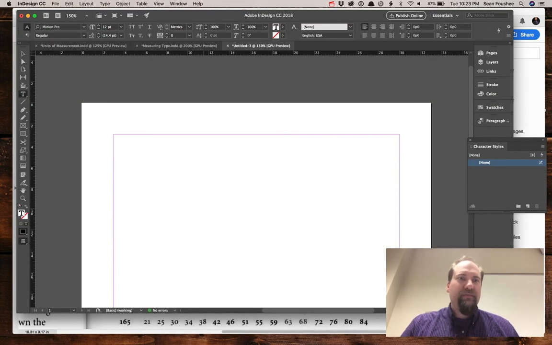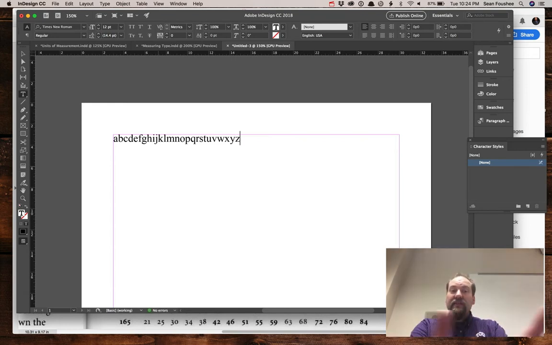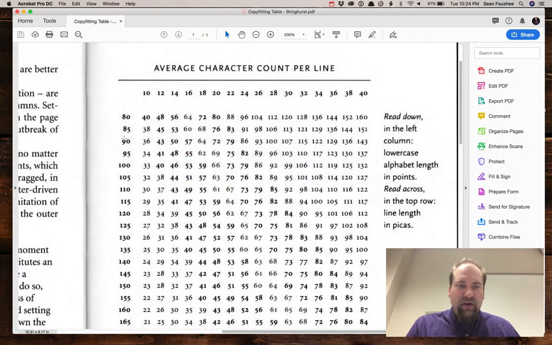Right now, I'm using Minion Pro. Let me change that typeface to Times New Roman. Okay? If I were to type out the lowercase alphabet of Times New Roman at 12 points, it's regular, 12 points. A, B, C, D, E, F, G, H, I, J, K, L, M, N, O, P, Q, R, S, T, U, V, W, X, Y, and Z. Sing along with me, that's fine. There's the lowercase alphabet. The length of that alphabet is what I need to find in points. That's the number I'm going to look at here in this left column.